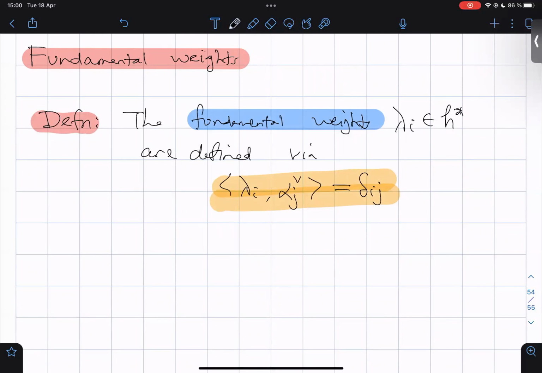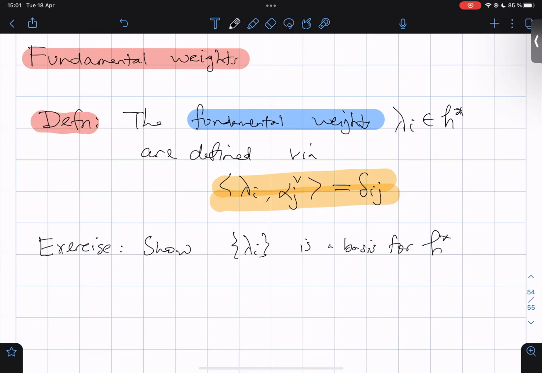Okay, so exercise: show from this definition that just like the alpha i's are a basis, this is also a basis for H star.